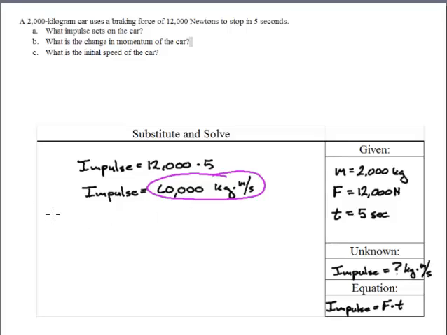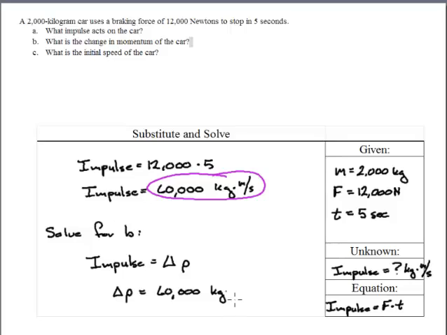Now, to solve for B is actually pretty simple because impulse is exactly the same thing as the change in momentum. And so, because we know that impulse is 60,000, the change in momentum equals 60,000 kilograms times meters per second as well.